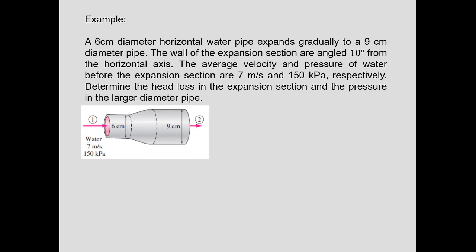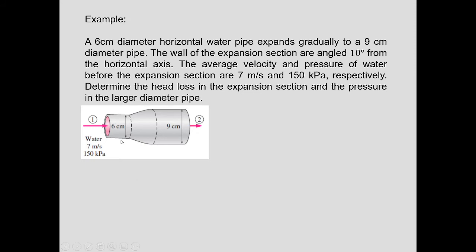Let's try some examples. First, a 6 centimeter diameter horizontal water pipe expands gradually to a 9 centimeter diameter pipe. The walls of the expansion section are angled 10 degrees from the horizontal axis. The average velocity and the pressure of water before the expansion section are 7 meters per second and 150 kilopascals, respectively. Determine the head loss in the expansion section and the pressure in the larger diameter pipe.